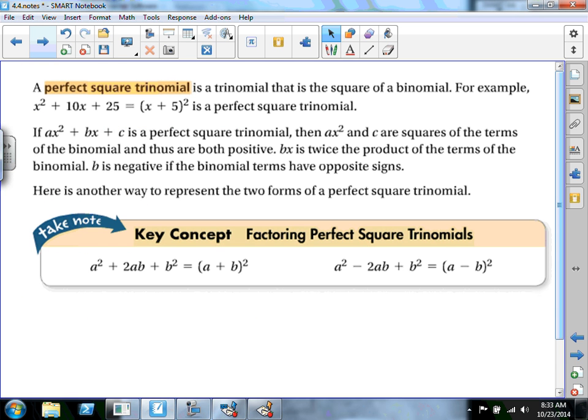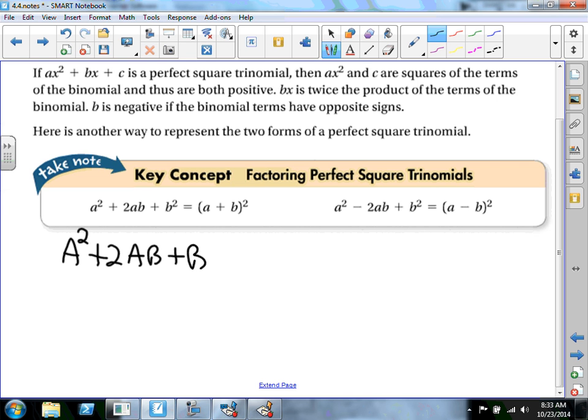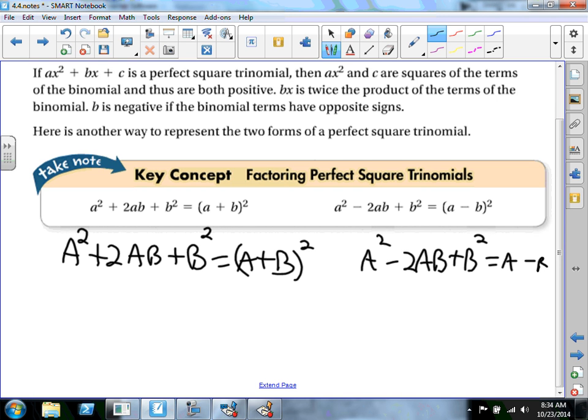These should go really quick. We already talked about this a couple of weeks ago. Take a minute, put this in your notebook. A squared plus 2ab plus b squared equals a plus b, the quantity squared. A squared minus 2ab plus b squared equals a minus b, the quantity squared. These are called perfect square trinomials, and they factor into a binomial squared. It's kind of weird. Perfect square trinomial, binomial squared.